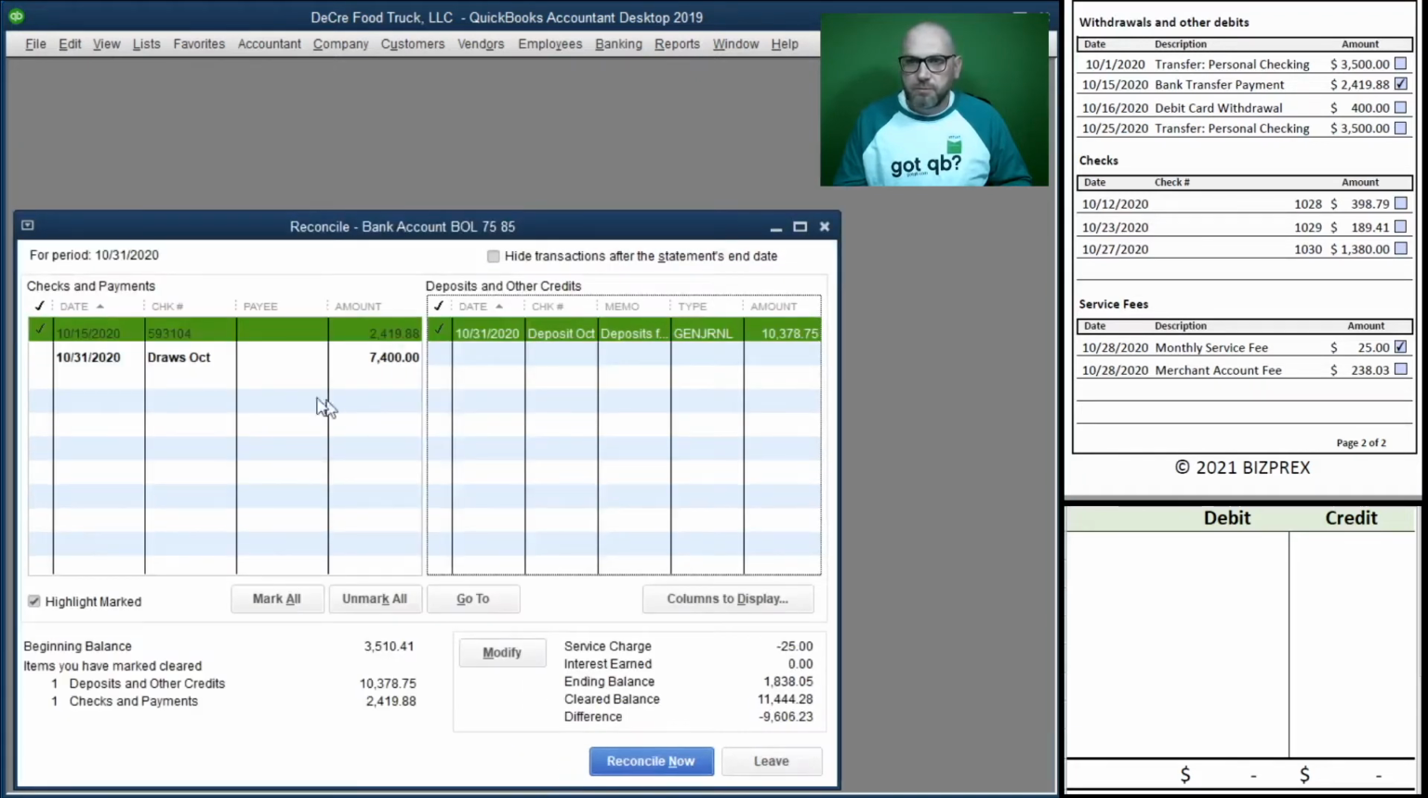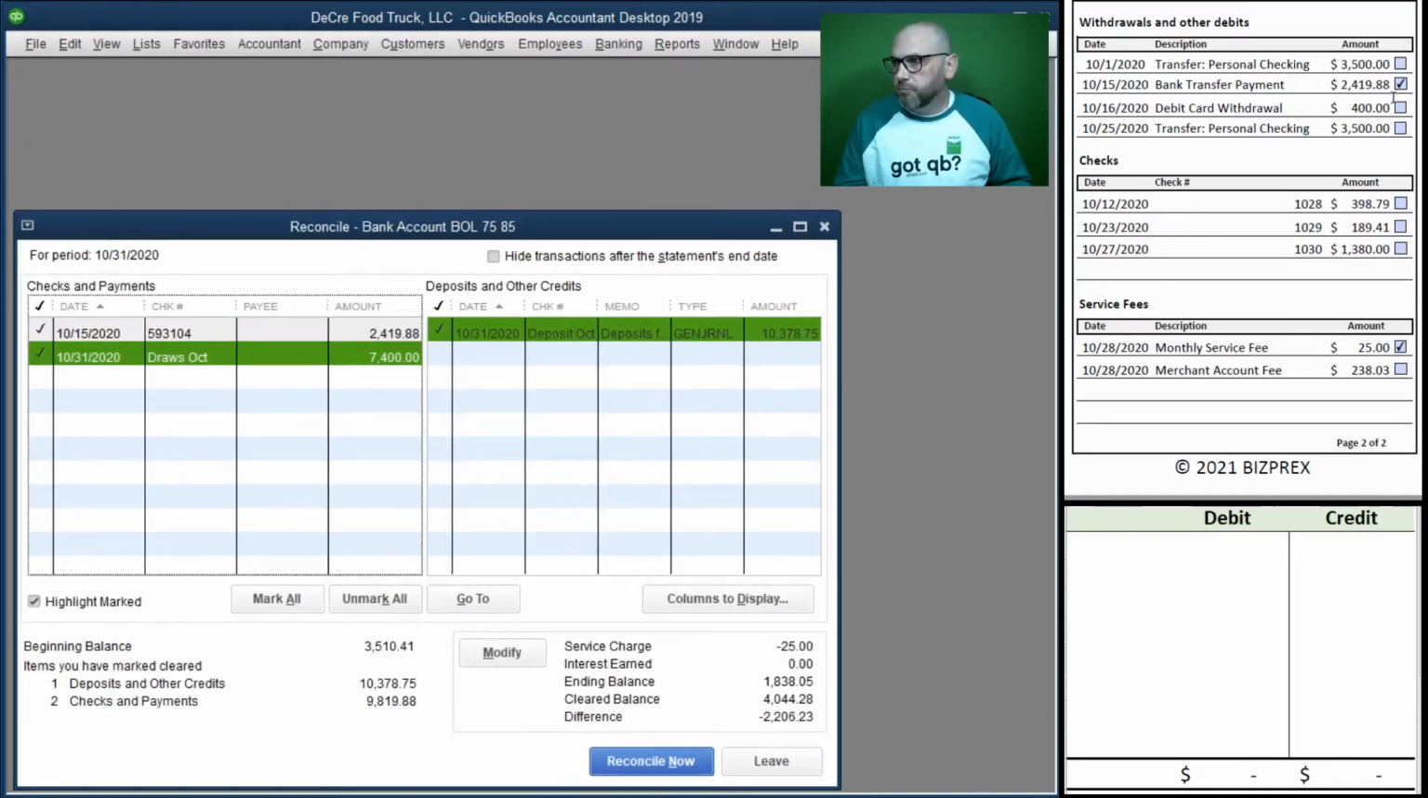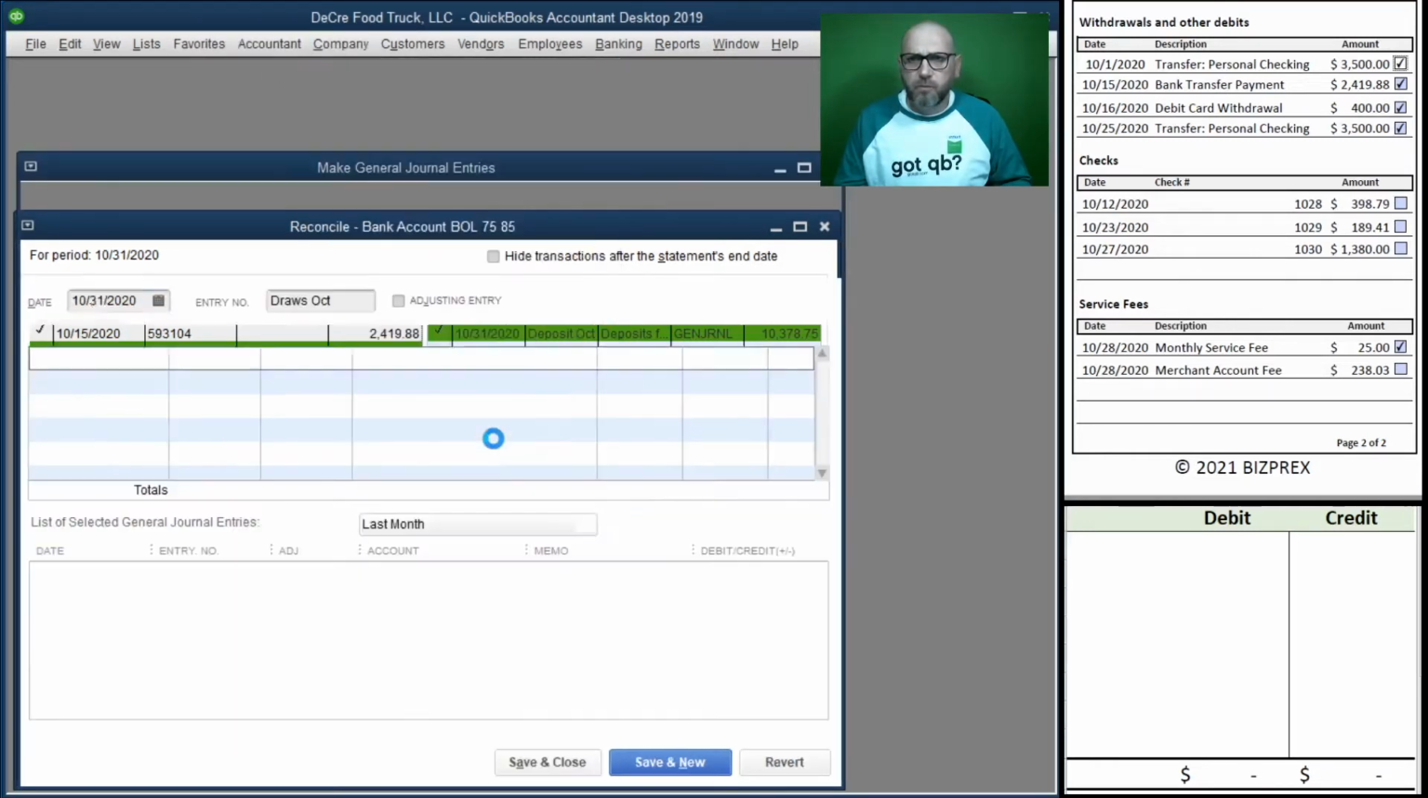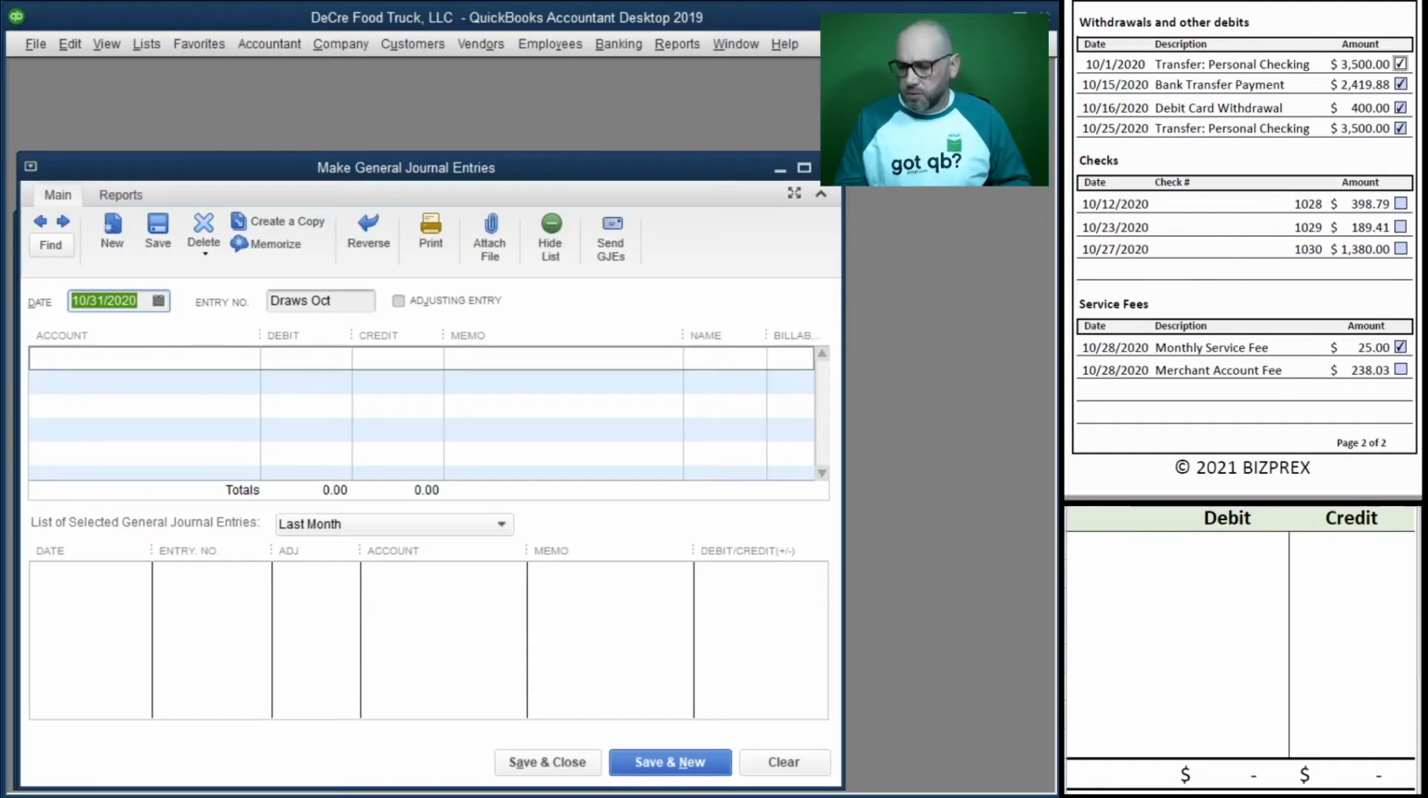So here it is. Save and close, right? So here they are. We're going to mark those off. What else we have? We have merchant fees, and then we have three of our checks, right? So let's go ahead and book checks. All right. So these ones we'll book individually because the offsetting expense accounts are different.